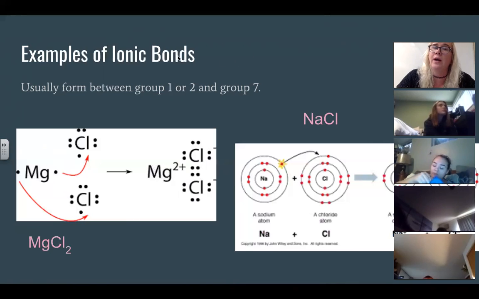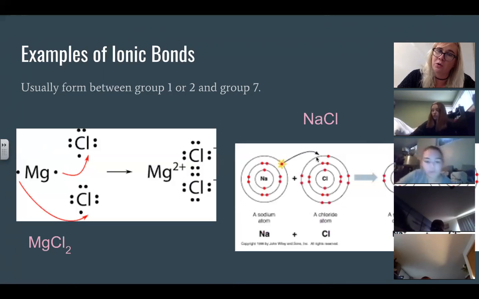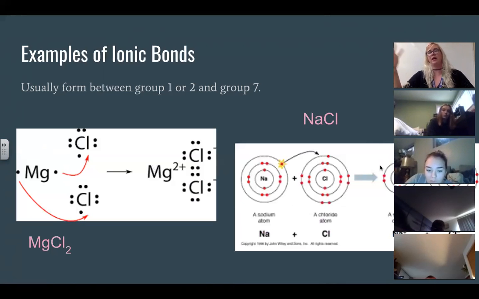Same thing is going to happen with sodium and chloride, right? Although it's even easier. They show the single electron in the valence shell of sodium joining the one missing electron from chlorine, and then they become negative and positive, and then they're attracted.